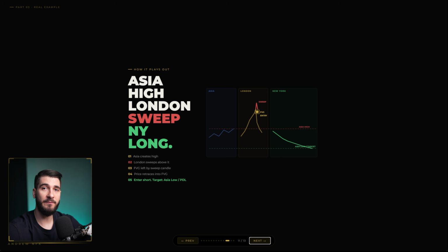Here is a real example of how this plays out. Asia creates a high. London comes in during the early hours and takes that high. A clean sweep above it. Price reverses. On the 1 minute chart, you can see the fair value gap left by the sweep candle. Price retraces into that gap. Entry there. Stop above the sweep. Target is the Asia low on the other side or the previous day low depending on how extended the move is. That is the trade. Clean, structured, and based entirely on where the liquidity was sitting before the session started.